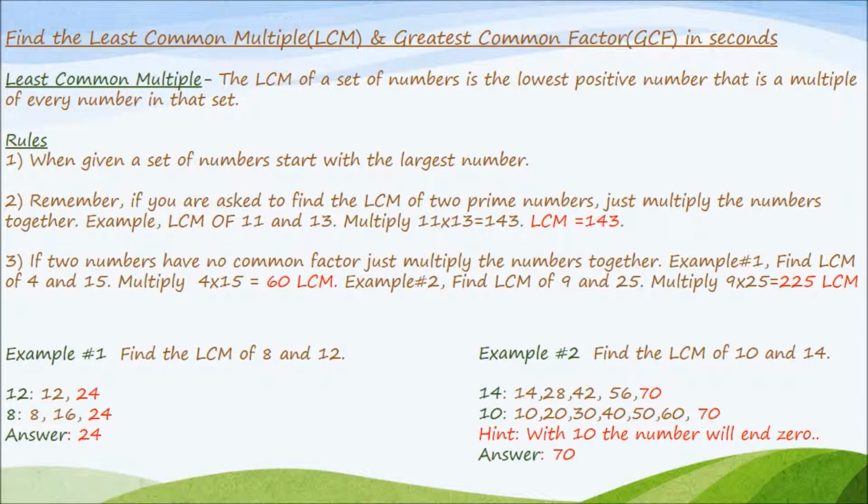Example 2. Find the least common multiple of 10 and 14. 14 times 1, we have 14. 14 times 2 will give us 28. 14 times 3, 42. 14 times 4, 56. And 14 times 5 is 70. And of course, we know 10 times 7 is also 70. Therefore, our least common multiple is 70.